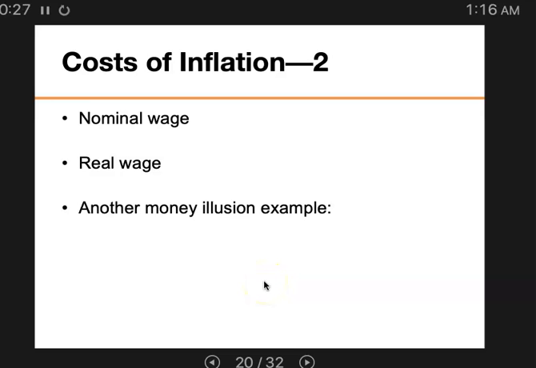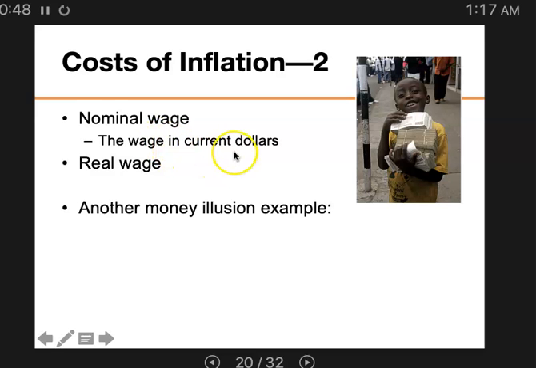As mentioned previously, the nominal wage, whatever money you received, might not be the same as the real wage, right? So the real wage is a better measure of what a worker earns in terms of purchasing power. So let's define the real wage and nominal wage. The nominal wage means the wage in current dollars, but the real wage is the nominal wage adjusted for inflation.